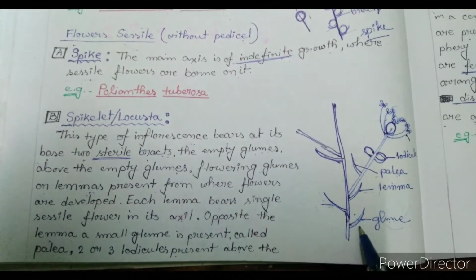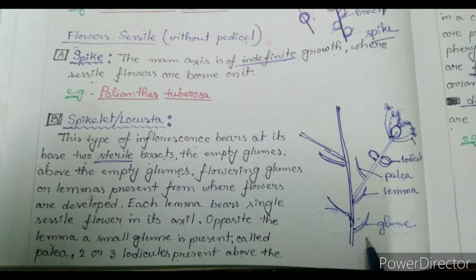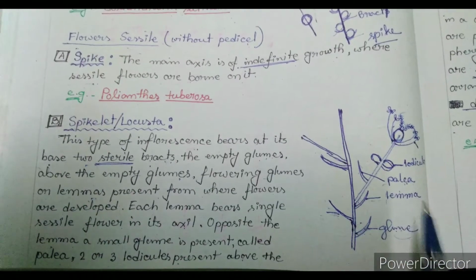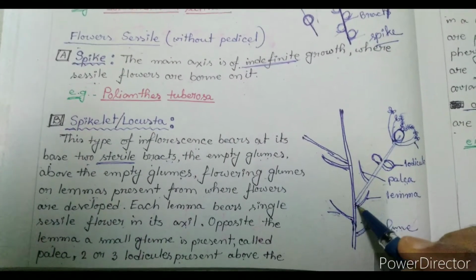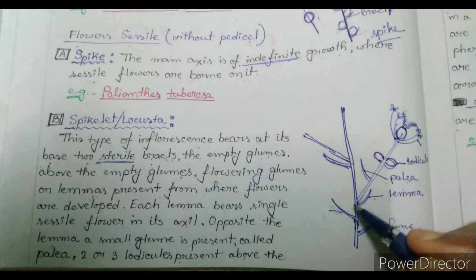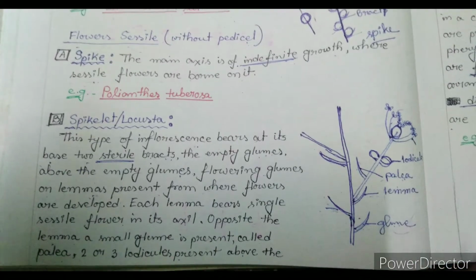So at its base, two sterile bracts. This is a bract, and we know these bracts are sterile. Why? Because they do not bear any single flower. But this bract is not sterile. This is fertile because it is bearing a flower. Okay, so I hope this is clear to you.